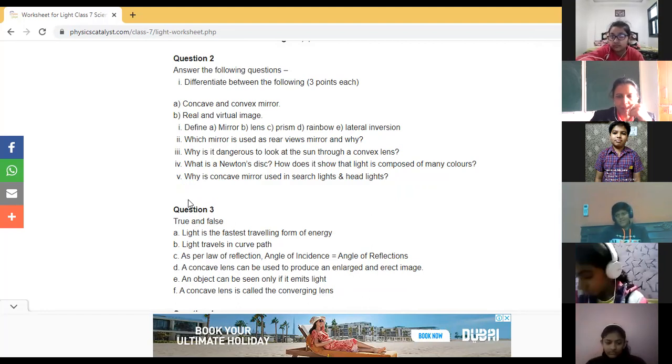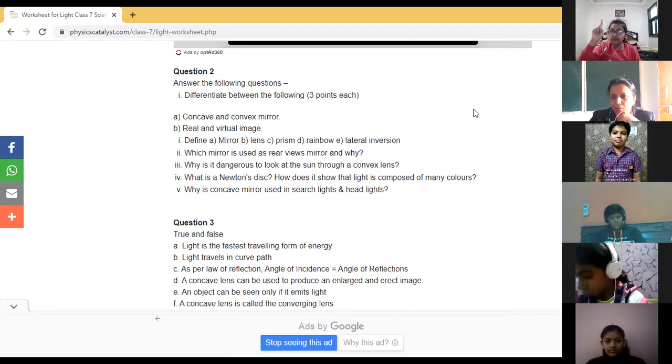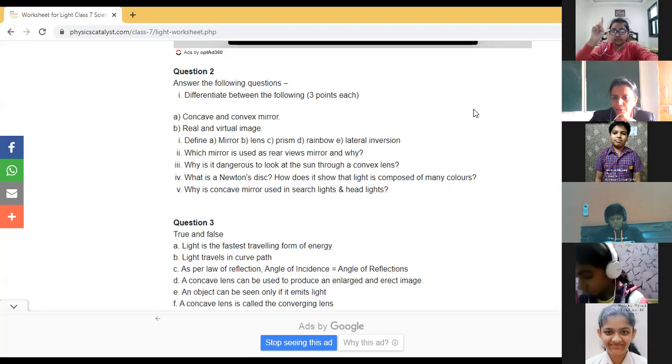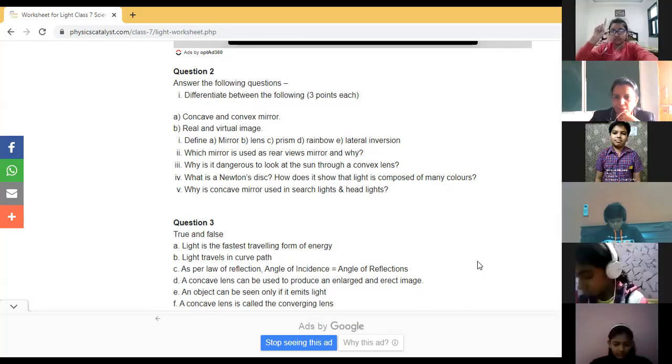Yes, speak. We have to give differentiation between the mirrors. Yes, speak out about the mirror. Where is the reflecting surface? You know that. What else? Rest, don't you know about concave and convex mirrors? Where is the bulging side? Is it inside? If the bulging side is inside, then what happens? It is a concave mirror.